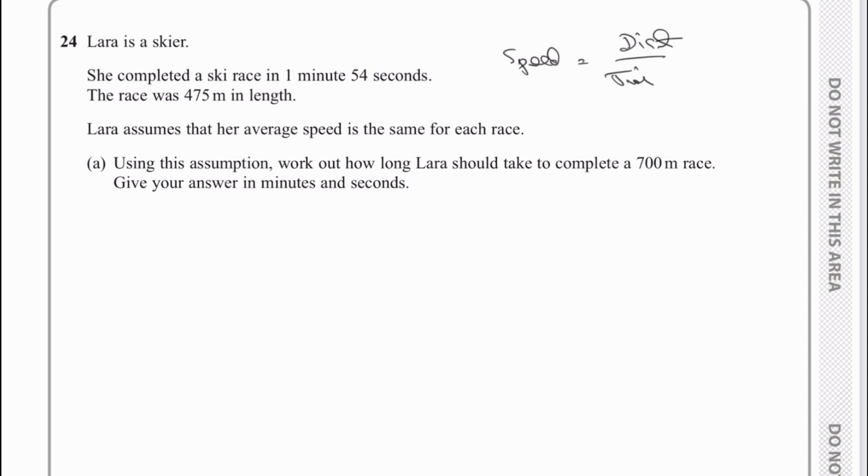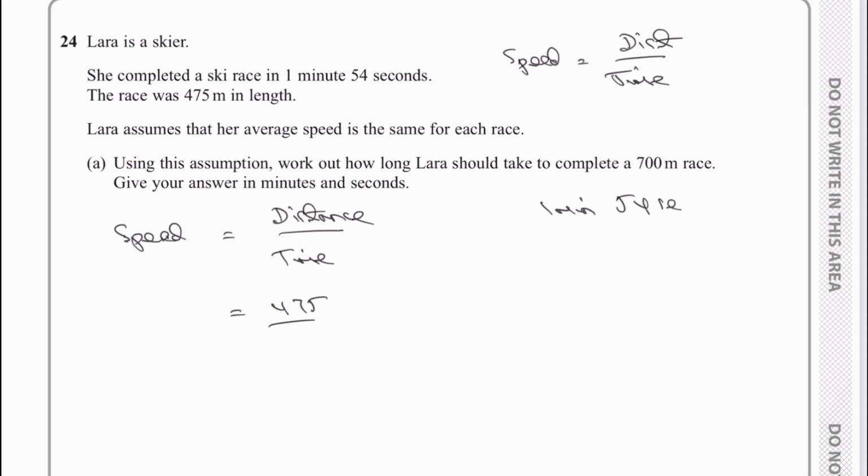Okay, so what we're able to do just with the first few sentences there is use this information to work out the speed that Lara is completing the race in, because the distance is going to be equal to 475, but we've got to be a little bit careful about the time, because essentially if we give our answer in minutes, we've got 1 minute and 54 seconds.